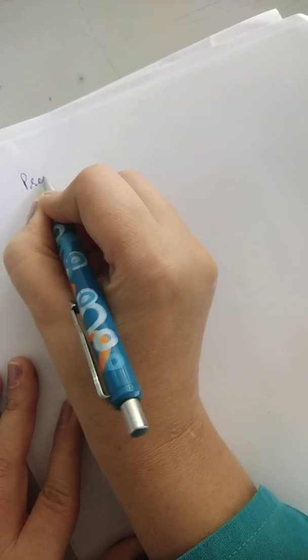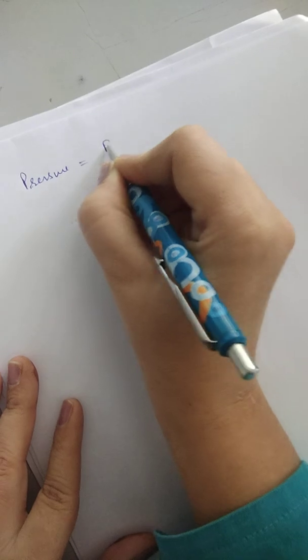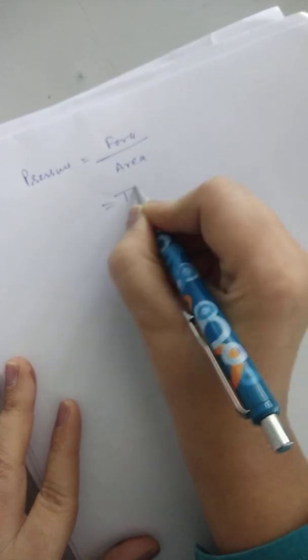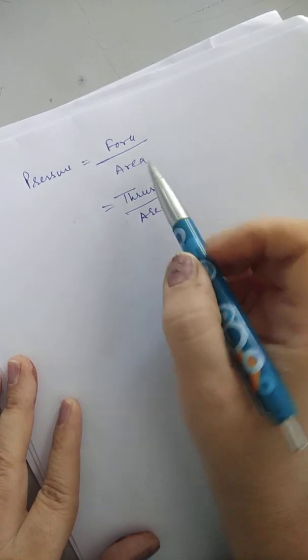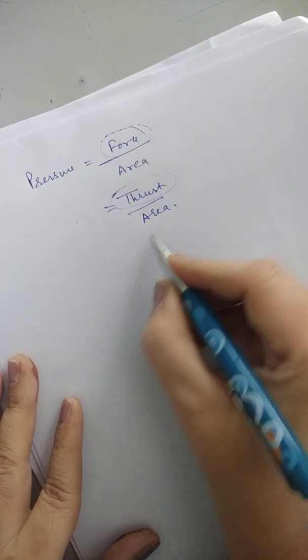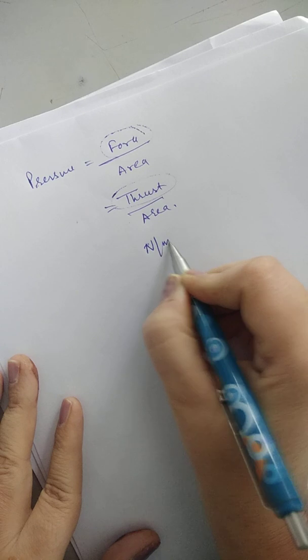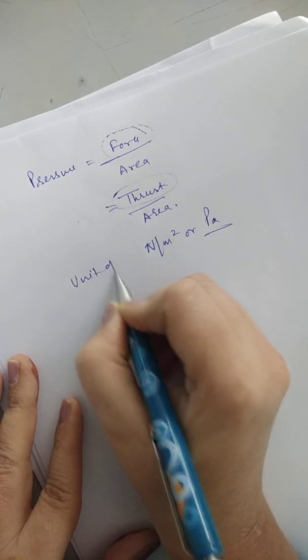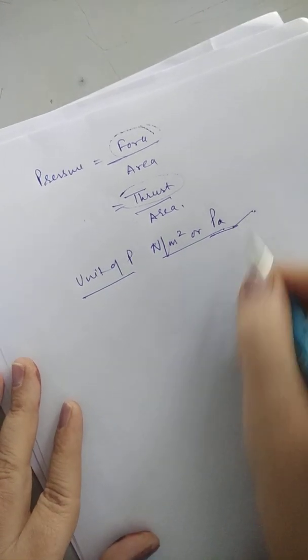Right? Now after this the next topic is pressure. In class 11th you have studied, in 9th you have studied about pressure. What is pressure? Pressure is the force exerted per unit area, or you can say this is a thrust acting per unit area. What is its SI unit? Newton per meter square, or it is pascal. Unit of pressure is Newton per meter square or pascal, right?